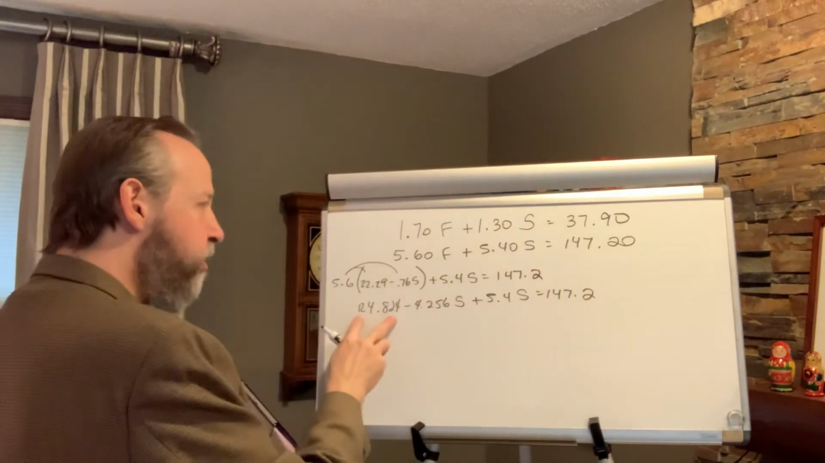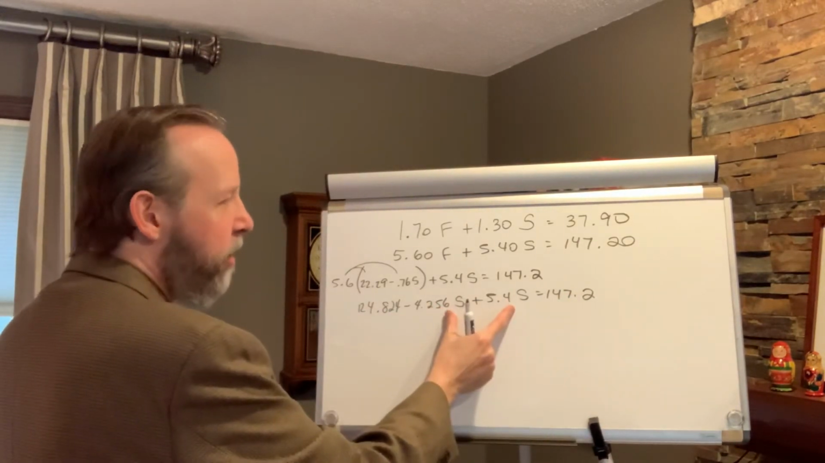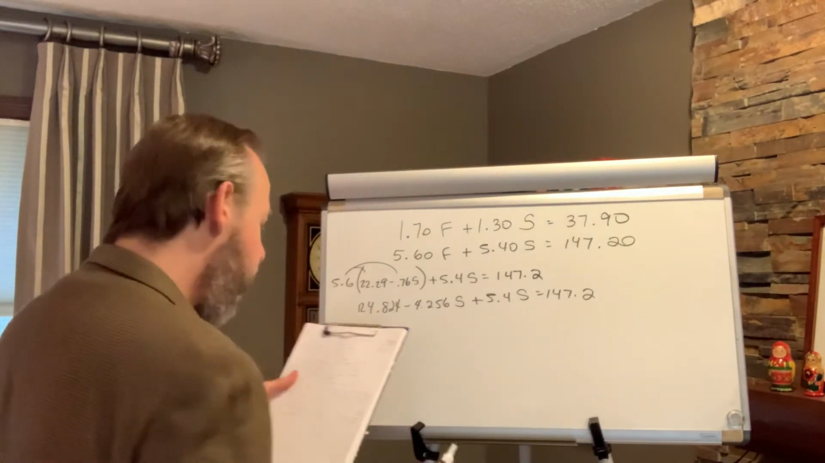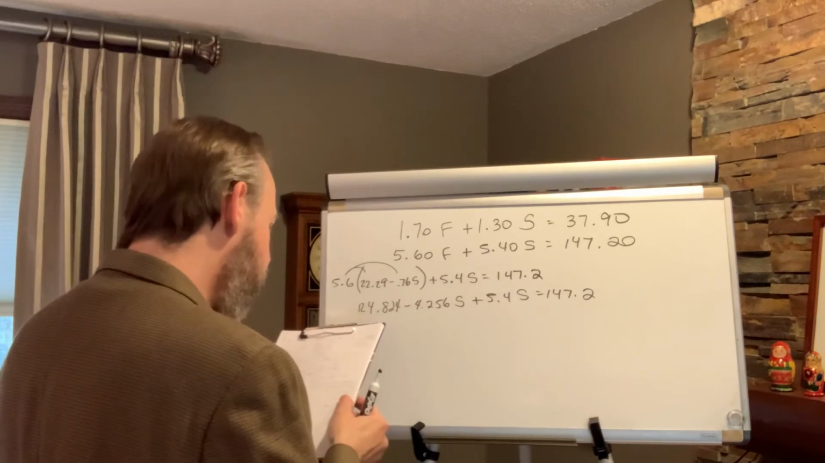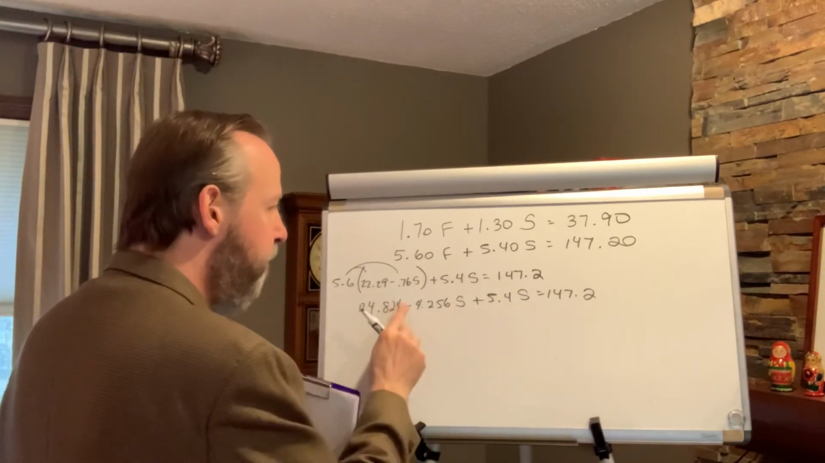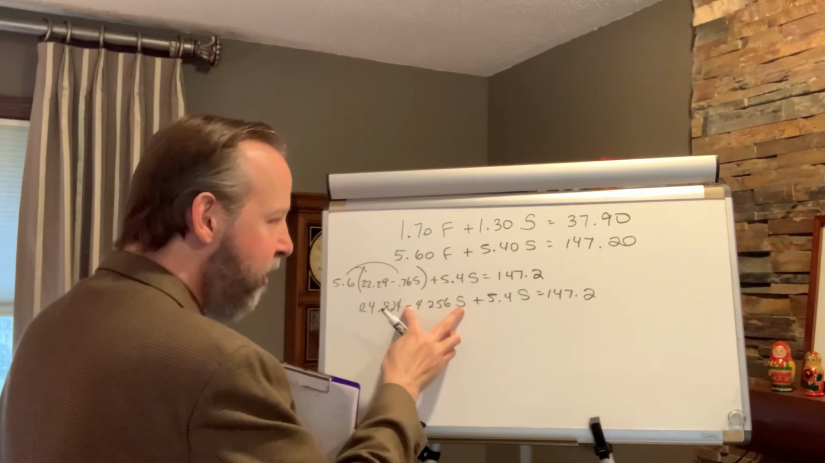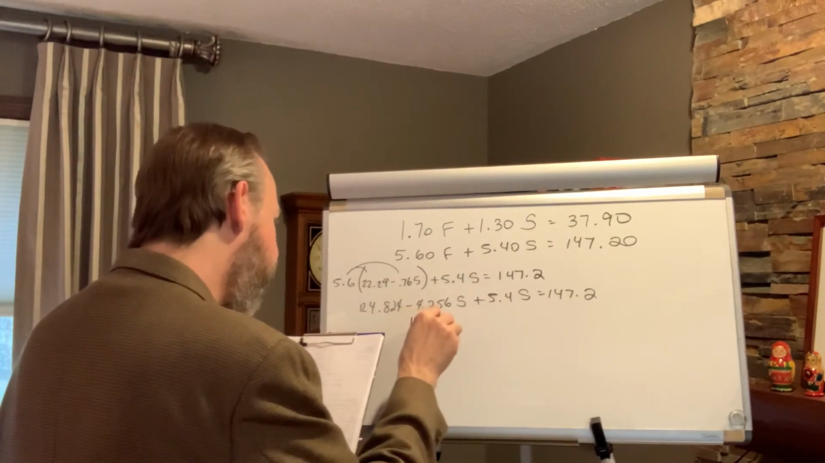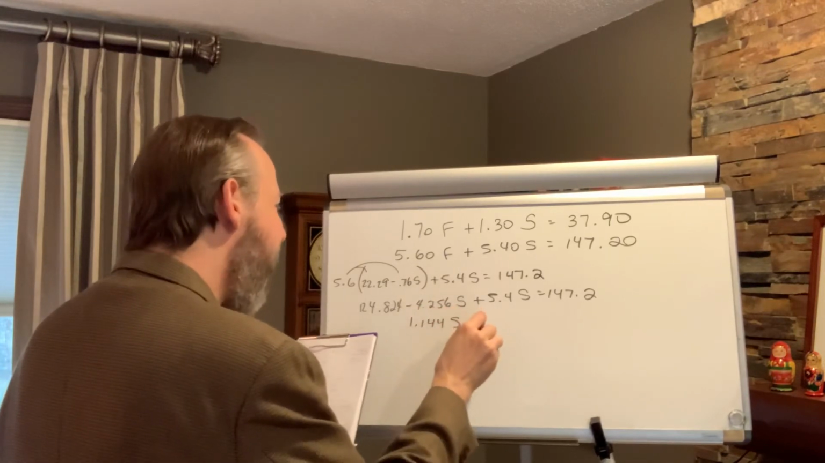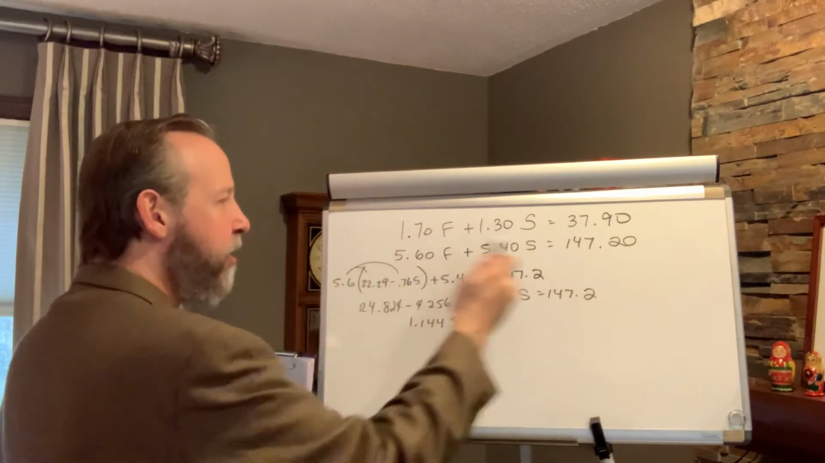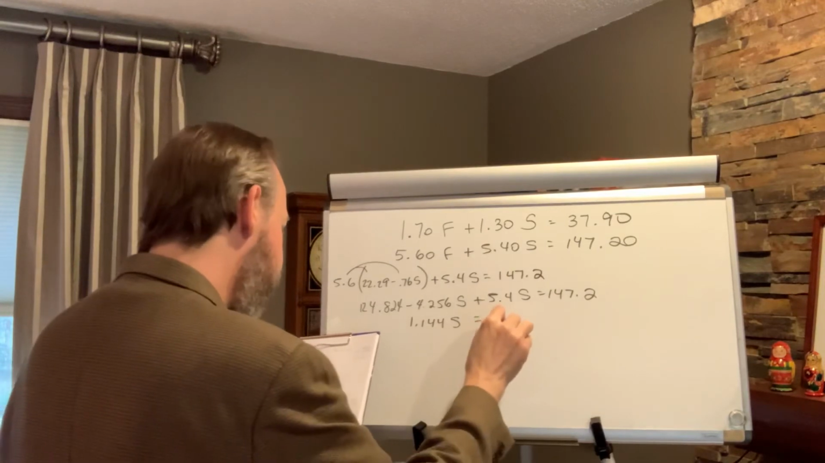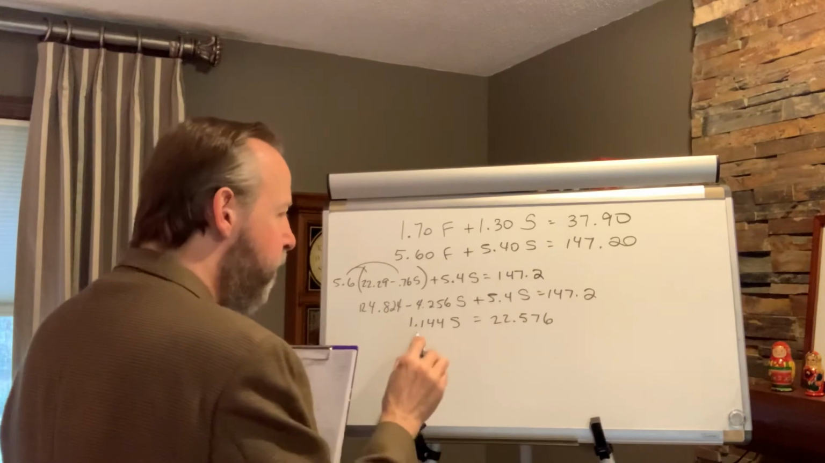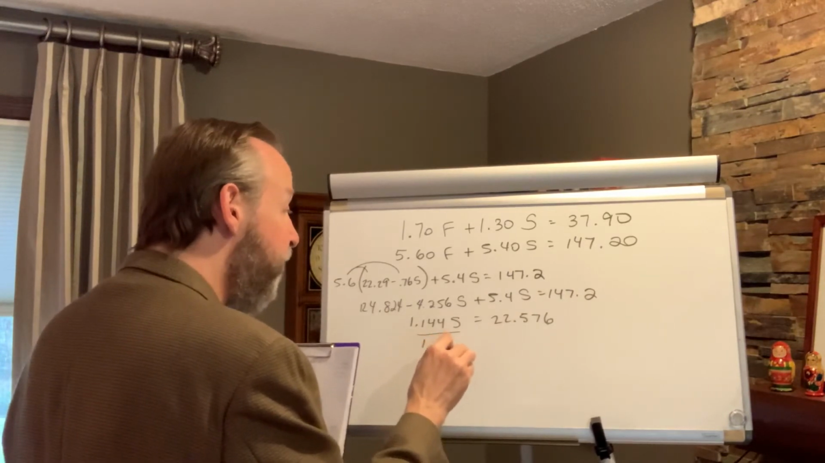Okay, so I have a constant over here, two S variable terms, and a constant on the other side of the equal sign. I'm going to combine my S terms. I have negative 4.256S plus 5.4S. That's 1.144S. And I'm going to subtract the 124.824 from both sides. 22.576. I know this is not the best problem, and I apologize already.